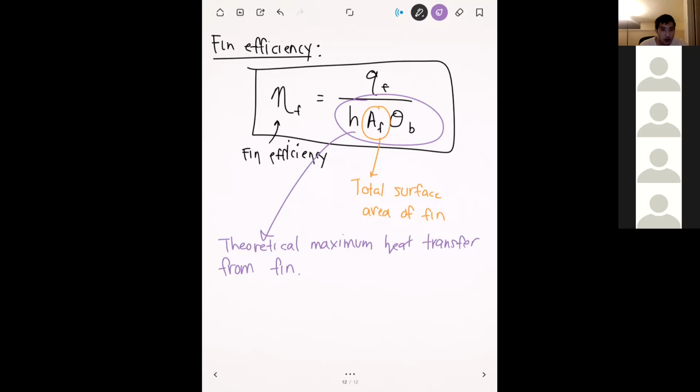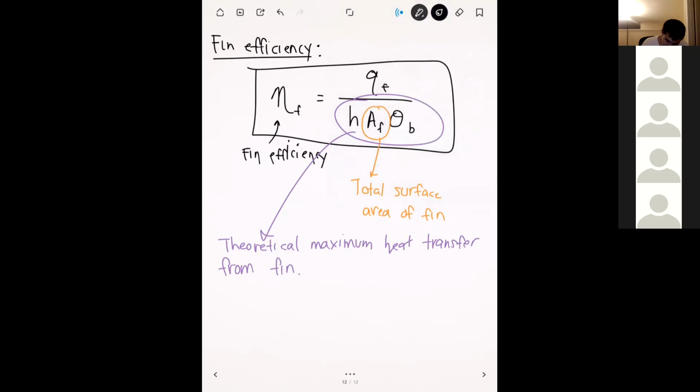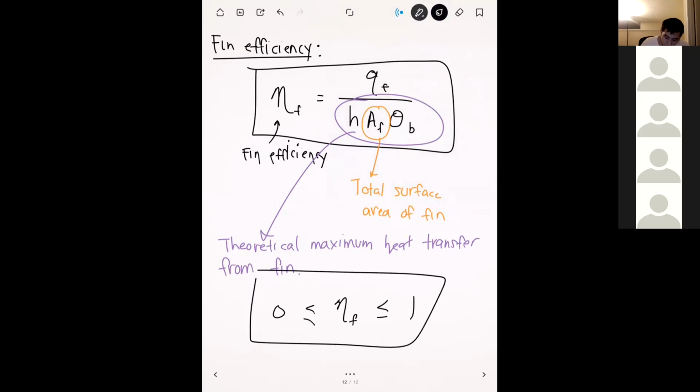And so efficiency here is always going to be a number between 0 and 1, where 1 is the theoretical max, which is impossible to achieve. And so depending on what this number is, it will basically tell you how efficient your fin is at transferring heat.